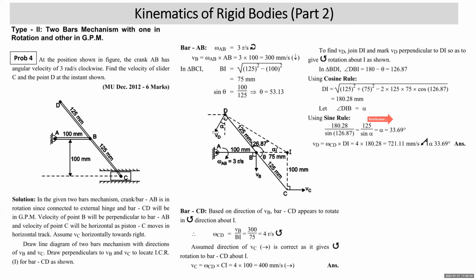And this velocity of point D will be at angle alpha with vertical. This dotted line is vertical. So this dotted line DI is making alpha with horizontal. Velocity of point D will make alpha with vertical. So we have shown it at alpha with vertical.